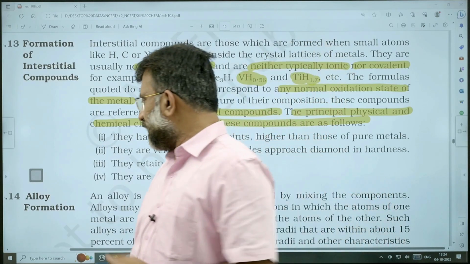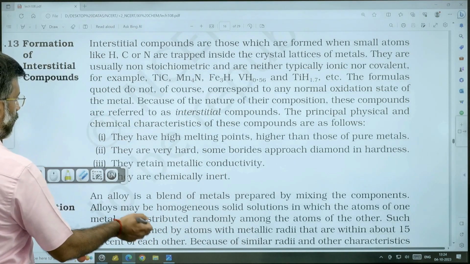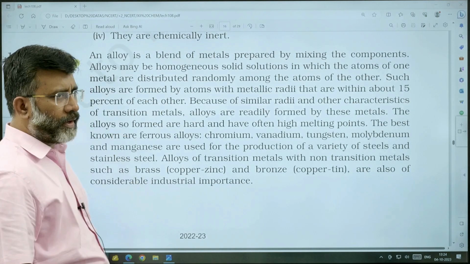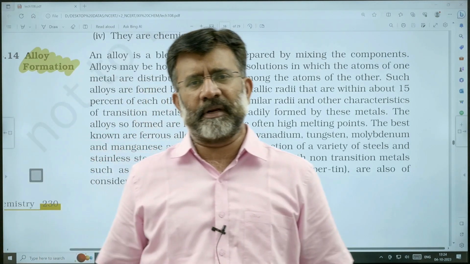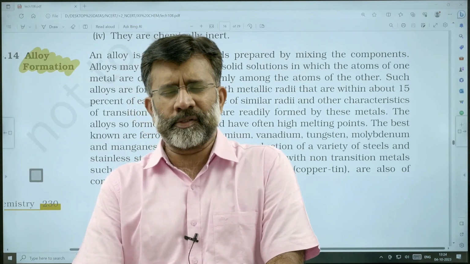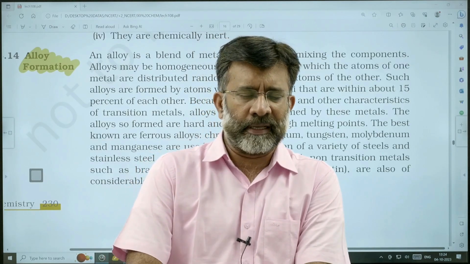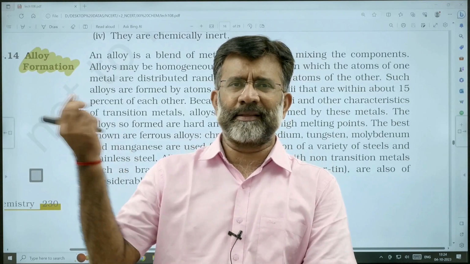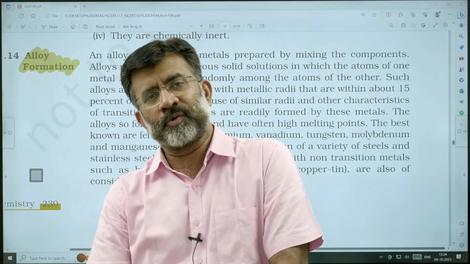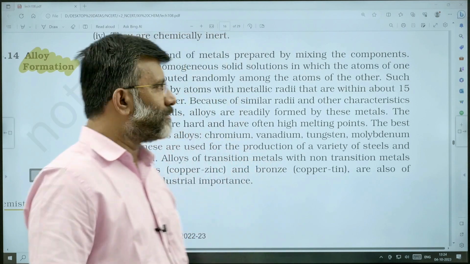Now, another important property known to all: alloy formation. Transition metals are well known for their alloy formation. They blend with other metals forming alloys. It can happen with two types, interstitial alloys or substitutional alloys. Interstitial alloys means small other atoms trapped inside the crystal. Substitutional means similar type atoms will go for substitutional alloys.